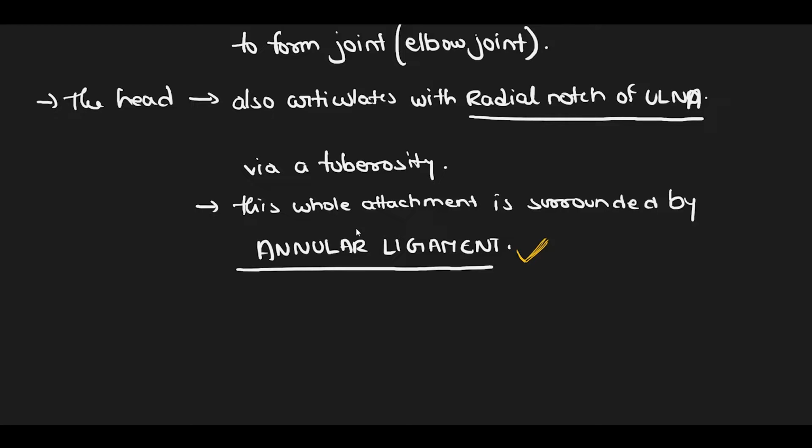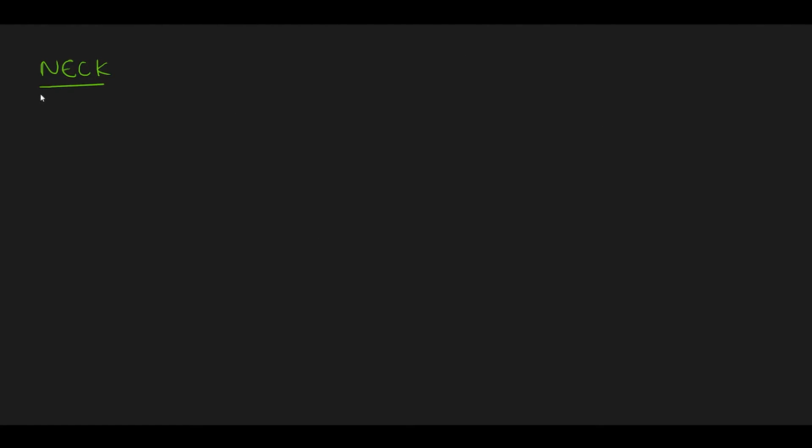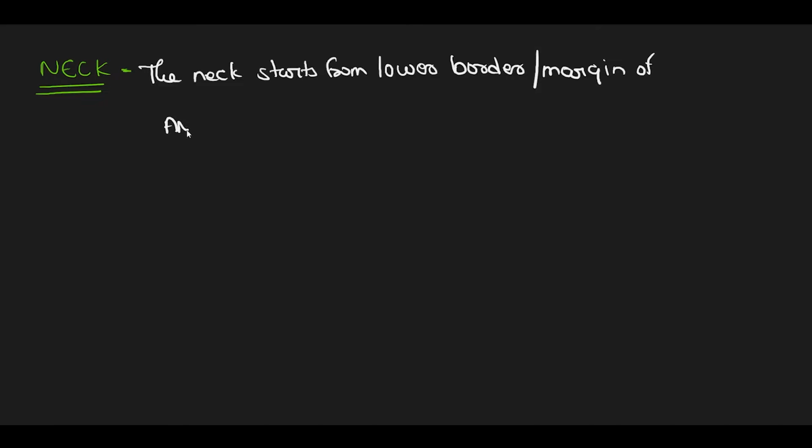And now let's discuss the second part, that is the neck of the radius. Keep a heading as neck of radius. So where does the neck of the radius start? It starts at the lower margin of the annular ligament. I have told you about the annular ligament before. It surrounds the radial notch of ulna with the radius. So the neck starts from the lower border or lower margin of this annular ligament.